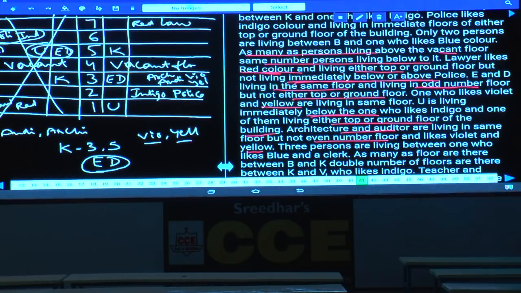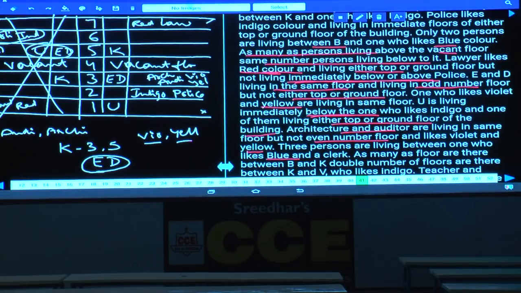Done? 3 persons are living between the one who likes blue and a clerk. Between blue and a clerk. As one more piece of information, there are 2 persons between B and blue. As there are 2 persons between B and blue, tell me where can this be? There must be 2 persons between B and blue. Then this person is red, and if this is blue, can we take blue here? Blue cannot be on the first floor. Why? B is on the first floor, blue is on the first floor.